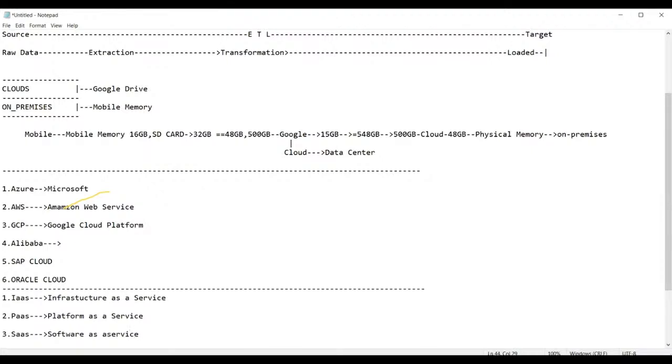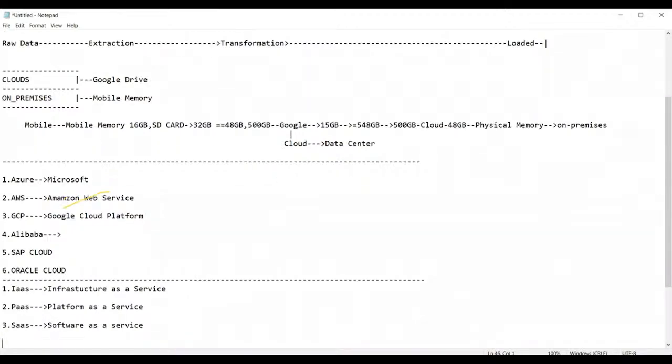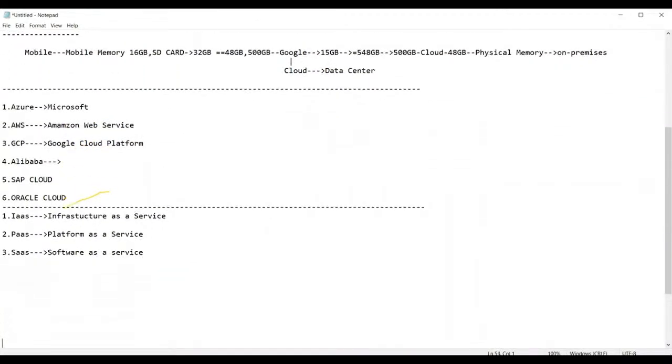Software as a service. Guys, these are the three different services provided by the cloud providers. That means IaaS, PaaS, and SaaS. These are the three categories of services provided by the cloud providers. Getting my point? So now the entire cloud service is classified or built according to these categories: IaaS, PaaS, and SaaS.